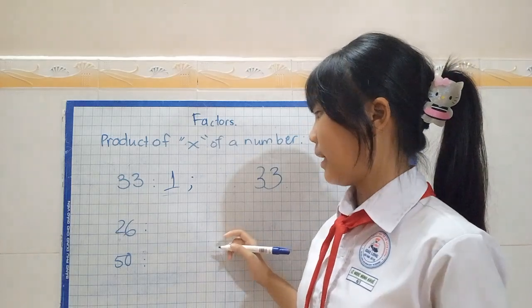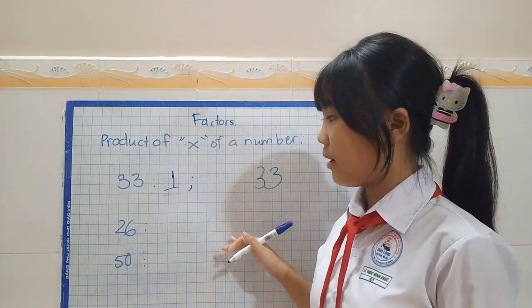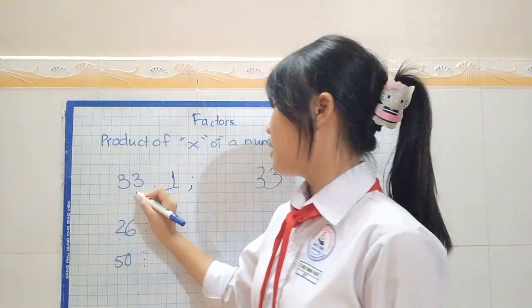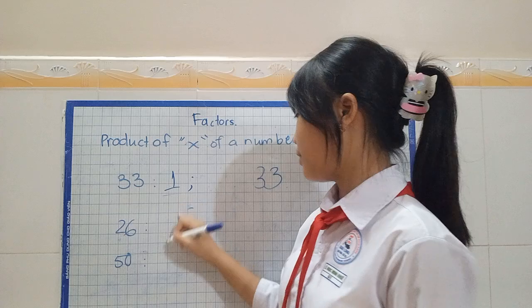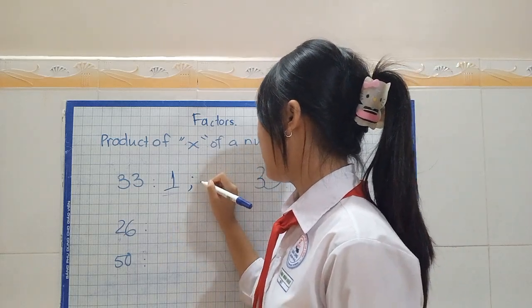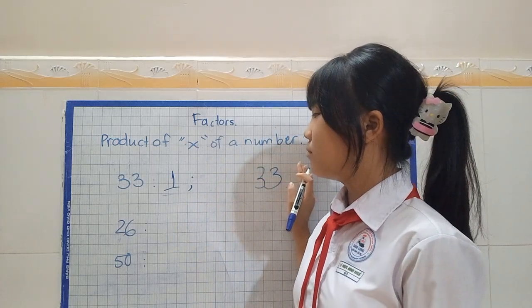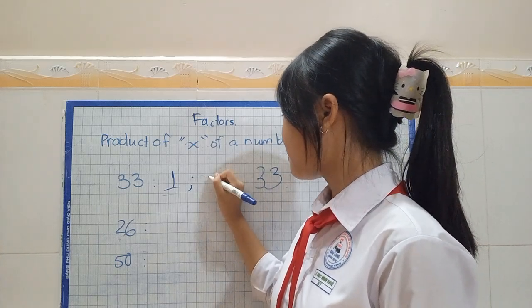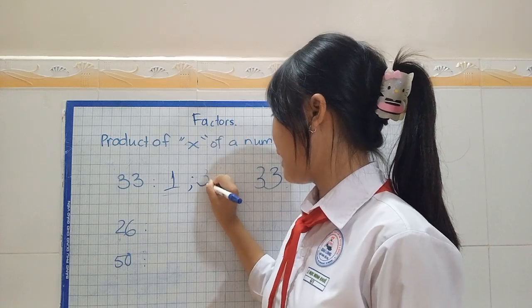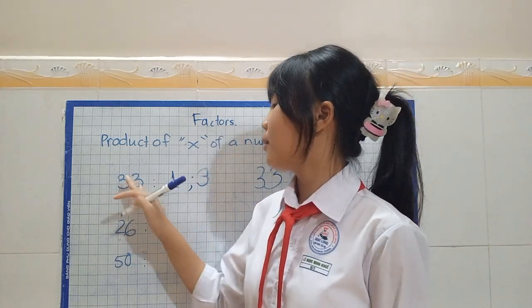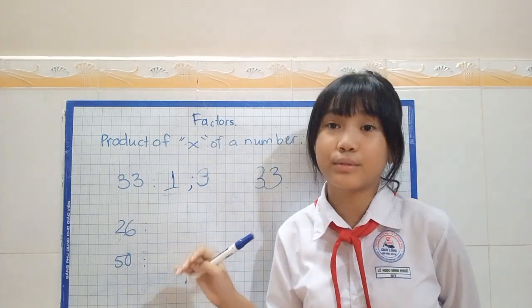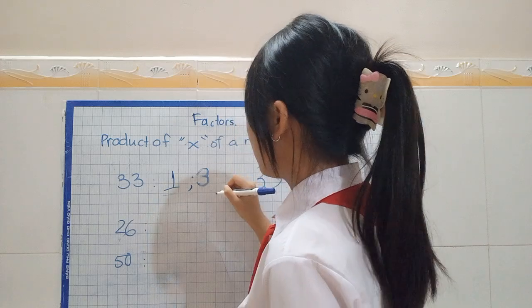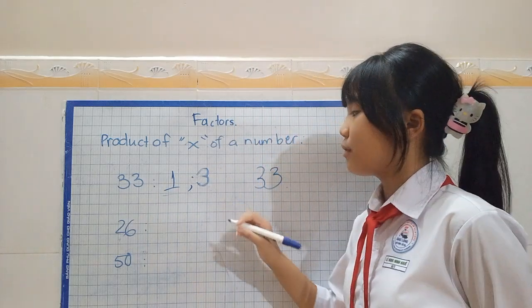Next, we are going to be looking at this number. You will see that it isn't even, so we would skip 2 for sure. Here I can see that 33 is divisible by 3, because of its rule: when we add it up, 3 plus 3 equals 6, and 6 can be divided by 3. So that means 3 is also a factor of it.